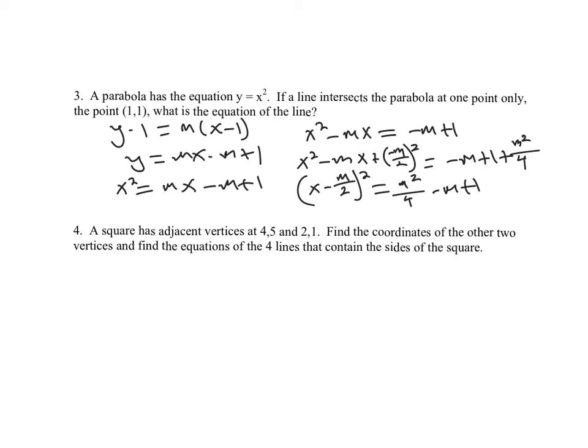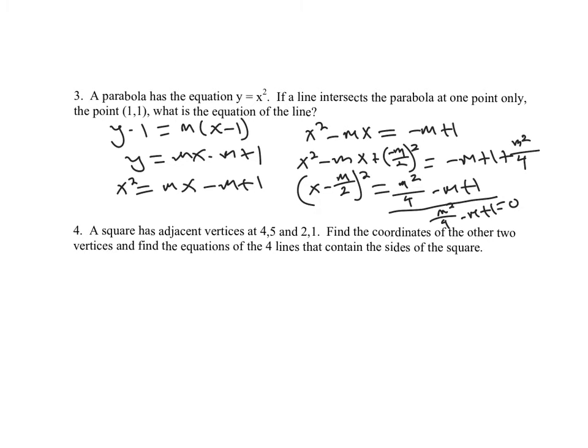The only way we'll get only one solution is if this whole side is equal to 0, because we're going to end up either adding or subtracting that. And so in order for this to equal 0, we'd have to say that m squared over 4 minus m plus 1 equals 0.